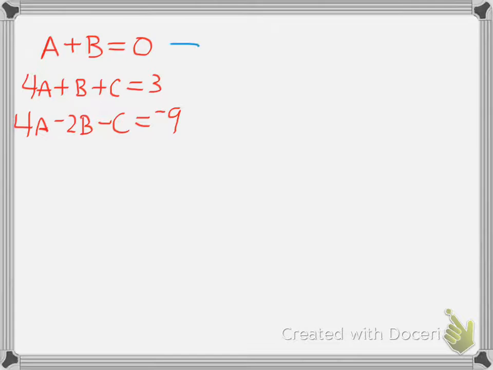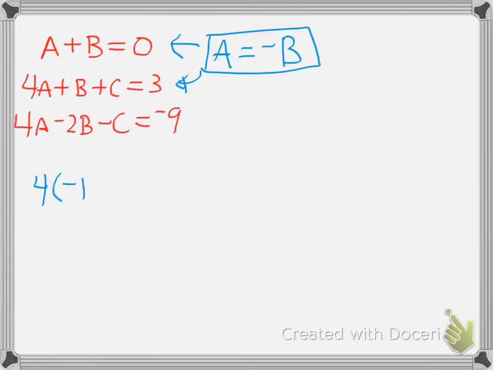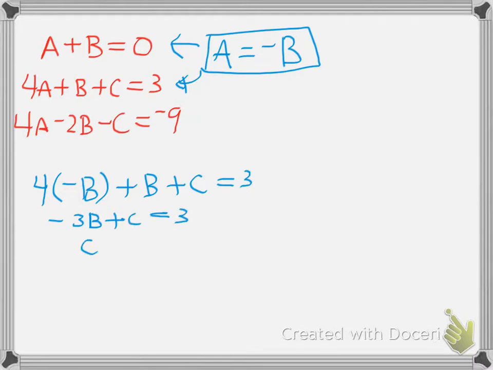I'm going to start from a plus b. And I'm going to solve for a. I could solve for b, but I just want to solve for a. So a is equal to negative b. Okay, I'm going to take that information and plug it into this equation. And so then that will give me 4 times negative b plus c equals 3. And so that's negative 3b plus c equals 3. And then I'm going to solve for c. So c is equal to 3 plus 3b.